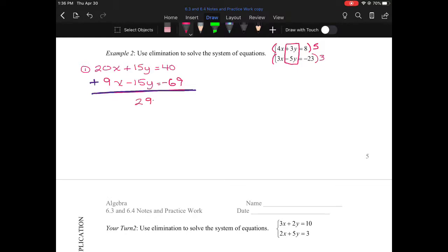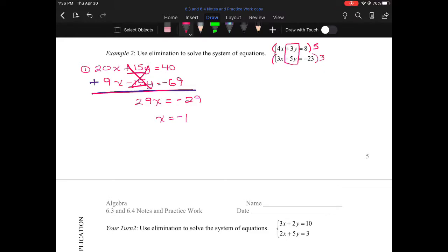20x plus 9x is 29x. My positive 15 and negative 15, they cancel. And 40 minus 69 is going to give me negative 29. Divide both sides by 29, and we get x is negative 1.